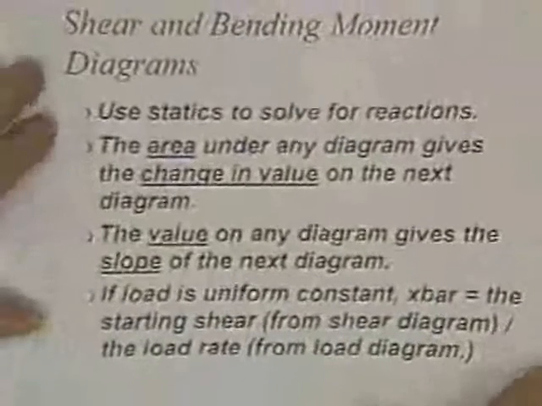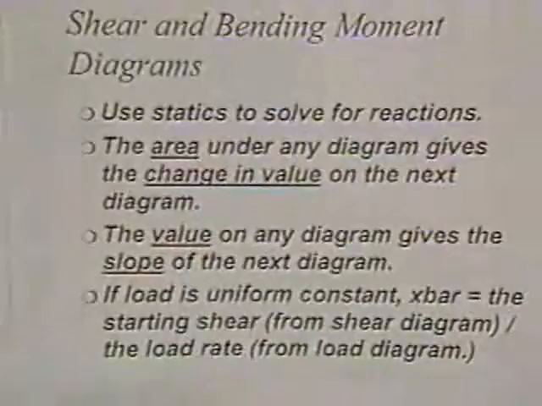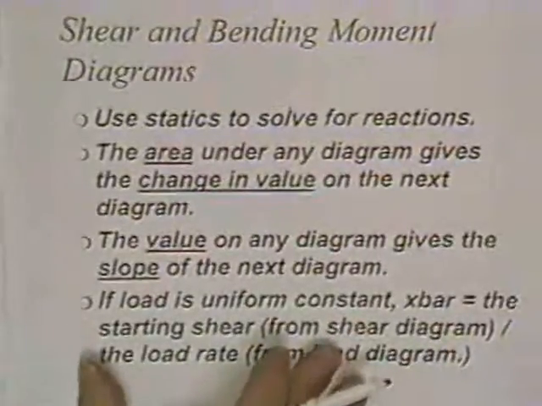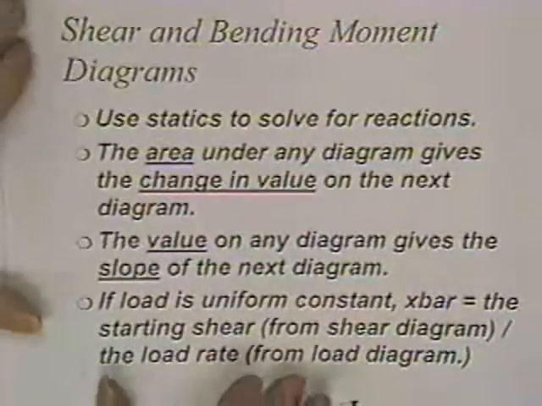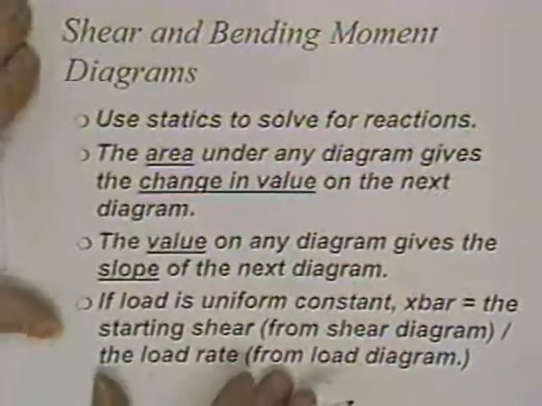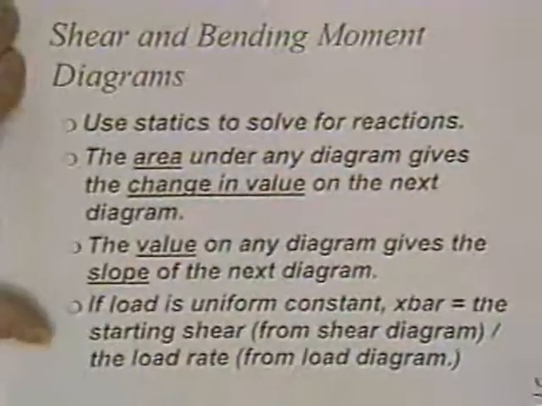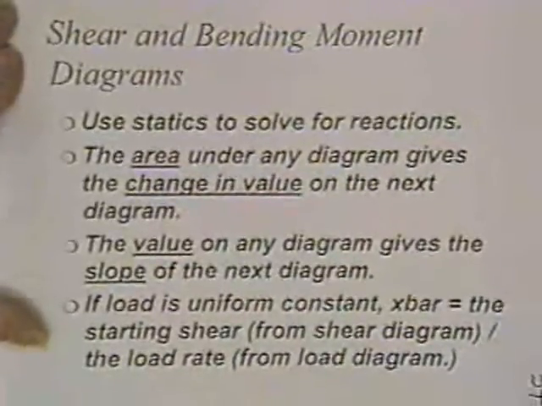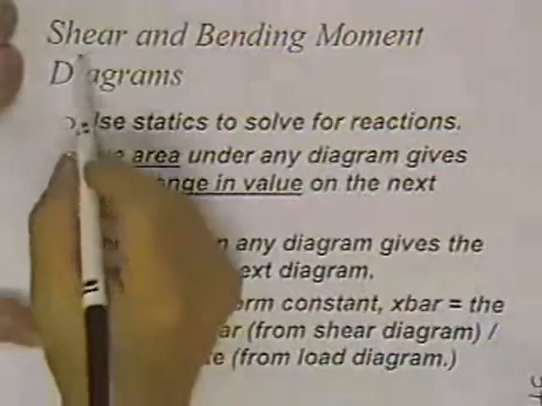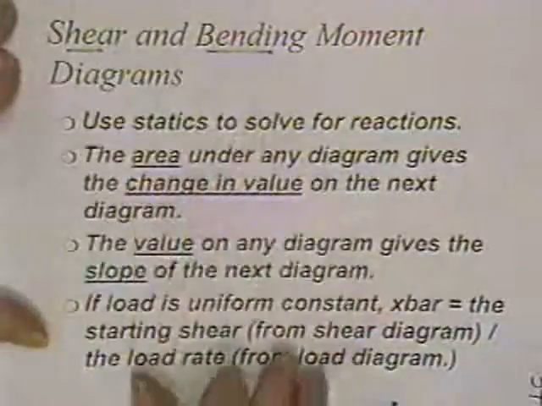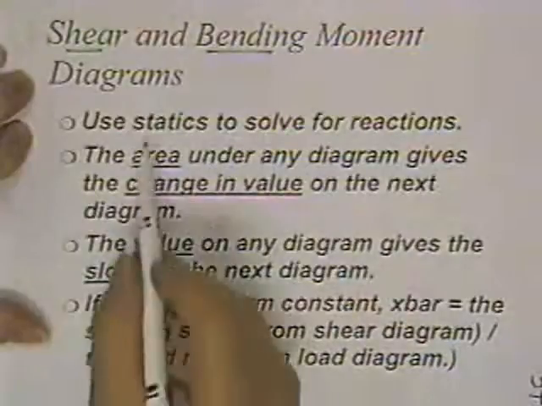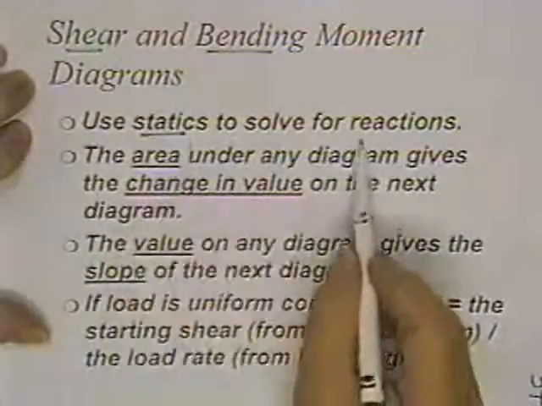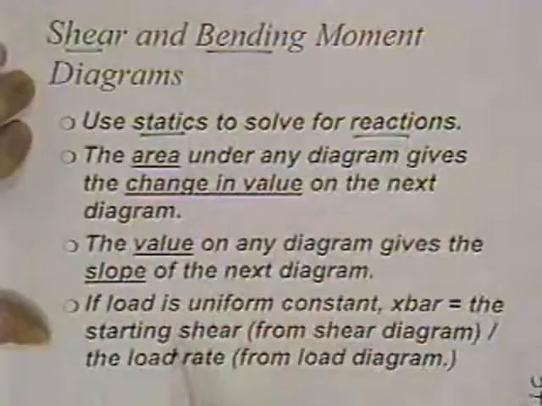Alright, so we've discussed how to get the centroid and how to get the moment of inertia about the neutral axis. Now we'll determine how to get the number M in the equation MC over I. To do that, you must be able to draw shear and bending moment diagrams. You will use statics to solve for reactions on the beams.